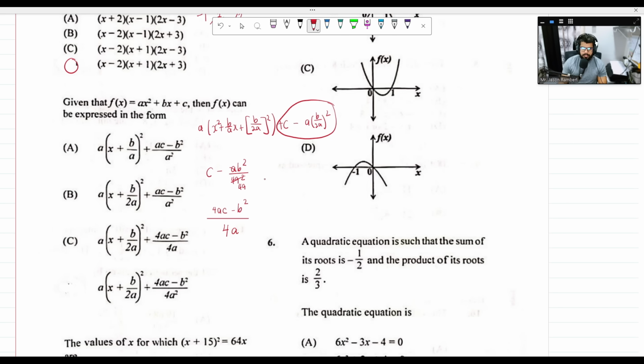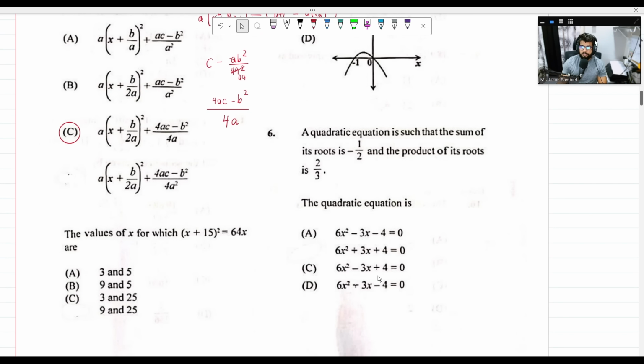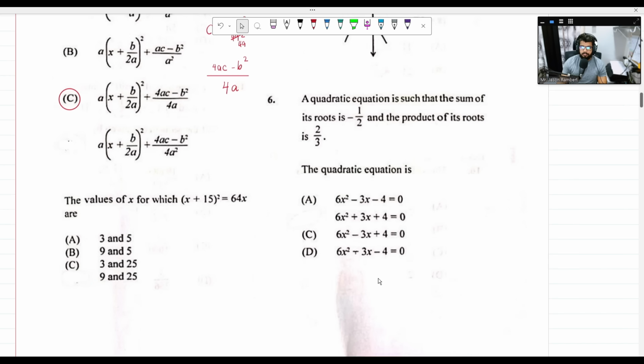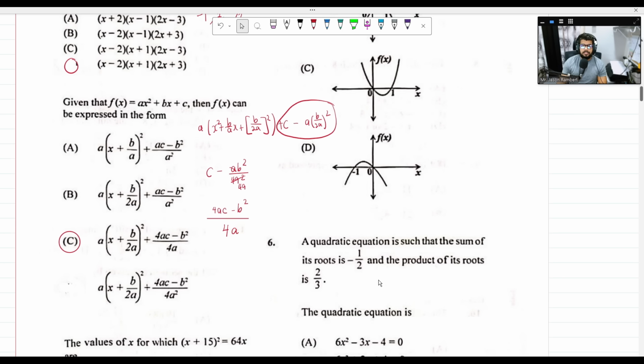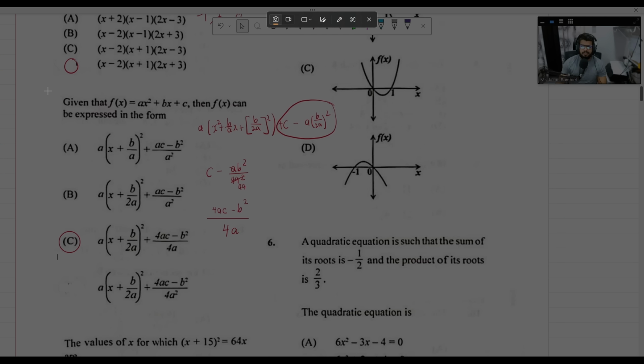So 4ac minus b squared all over 4a. The answer is C. So I don't know if this is a student paper or if somebody did this solution and brought it, but the answer for this is indeed C. Alright, now because of this, it's making me double guess myself, right? It's making me question myself.